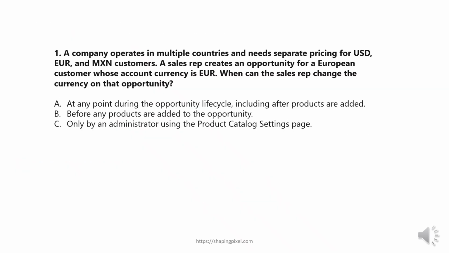A company operates in multiple countries and needs separate pricing for USD, Euro, and MXN customers. A sales rep creates an opportunity for a European customer whose account currency is Euro. When can the sales rep change the currency on that opportunity? A: At any point during the opportunity lifecycle, including after products are added. B: Before any products are added to the opportunity. C: Only by an administrator using the product catalog settings page. Correct answer is option B.